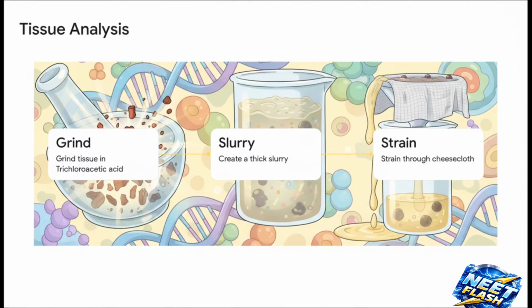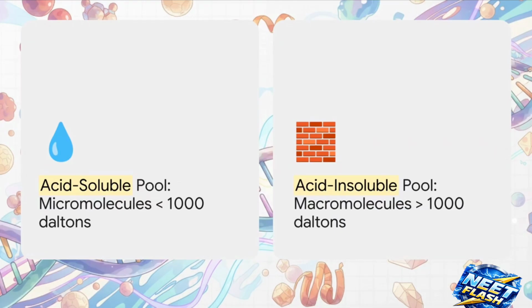Scientists basically take the living tissue and grind it up with a chemical called trichloroacetic acid, using a mortar and pestle. It creates this thick, wet slurry. Then they just strain that slurry right through some cheesecloth or fine cotton. The best way to visualize this is to think of a basic coffee filter. The liquid that drips all the way through has all the tiny micromolecules.